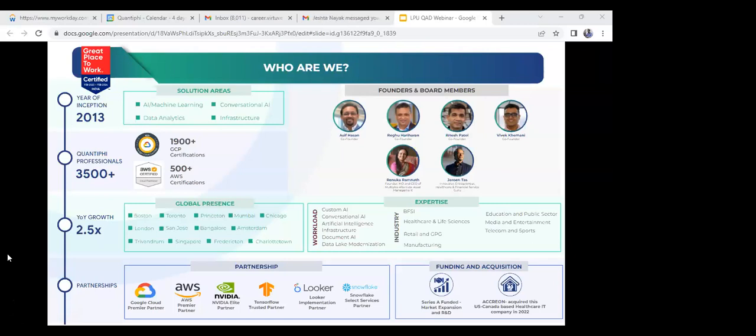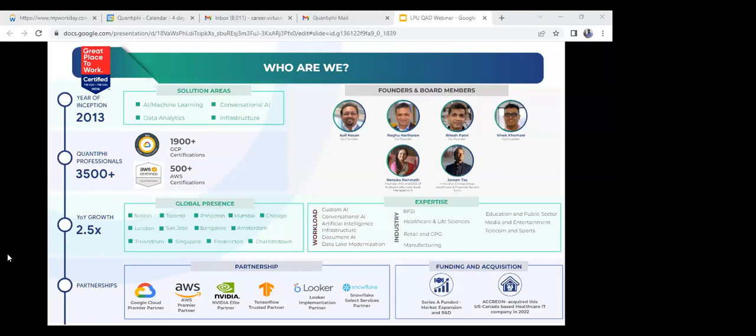Right. Having said all this, who are the persons behind the screen, and who is the visionary behind all these? I didn't talk about the founders and board members at first, because this will have more impact once you understand what we are doing and then who is behind it, right? Asif Hassan, Regu Hariharan, Ritesh Patel, and Vivek Himani.